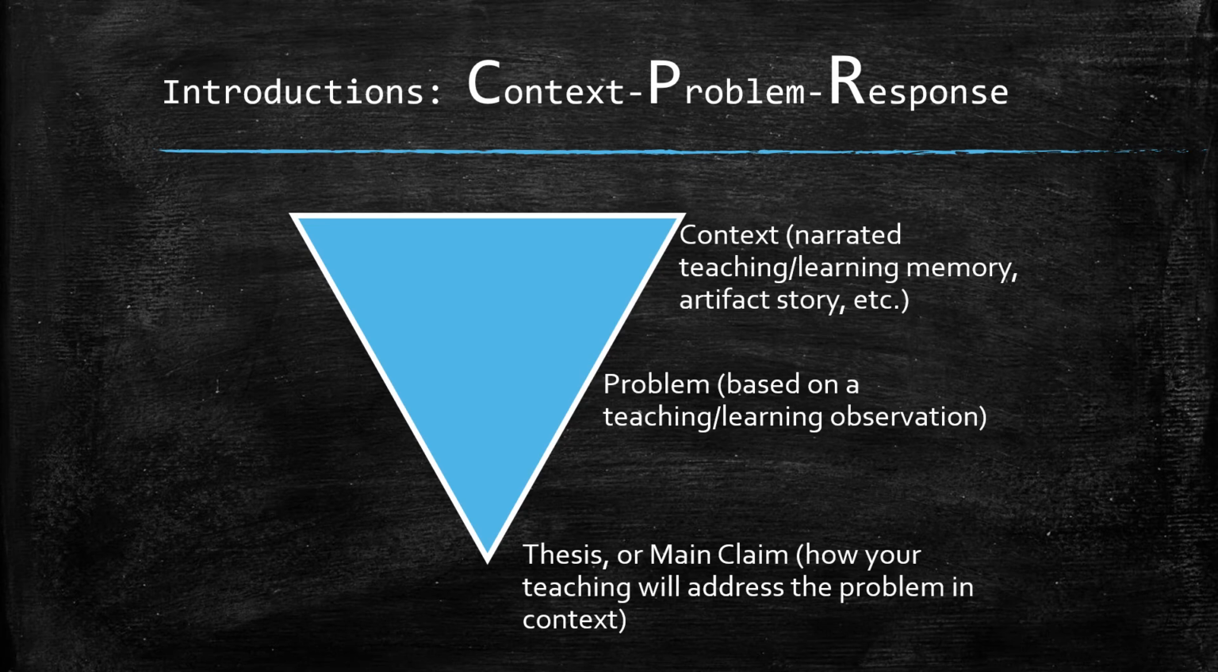at the bottom of the triangle in your thesis or main claim, which answers how your teaching will address the problem in context. You want to tie all of these pieces together, and you want to articulate this very clearly in the final sentences of your introduction. Usually these are about 2 sentences, maybe 1 sentence, at most 3. You'll be completing the Amazing Thesis worksheet this week as well, and that'll help you think about that thesis.